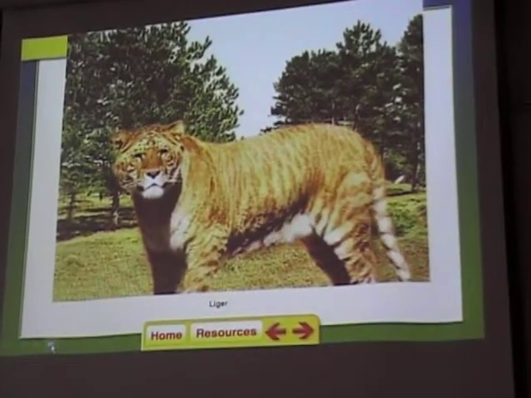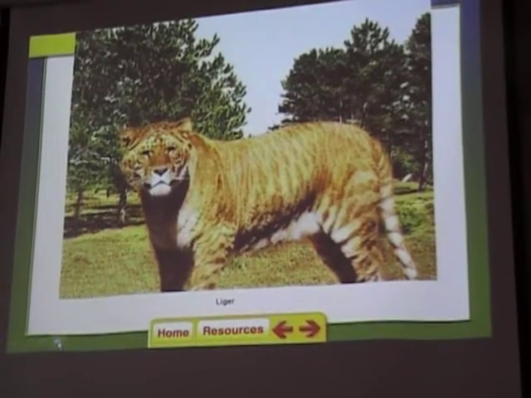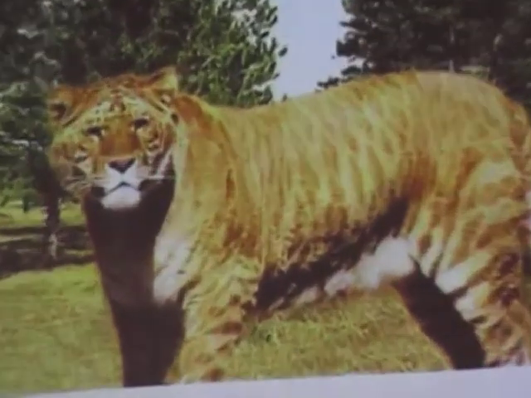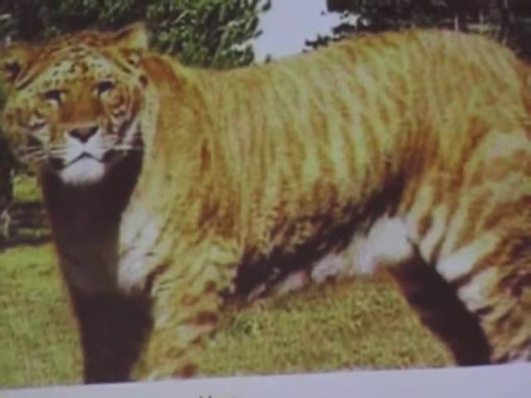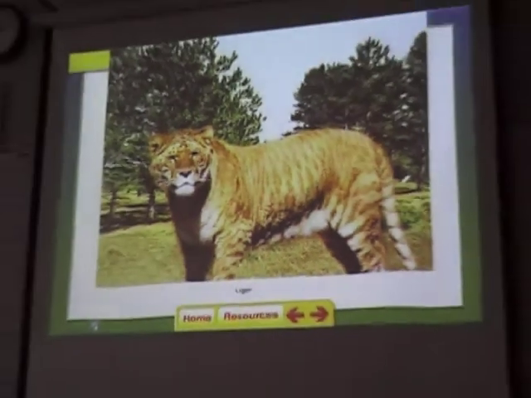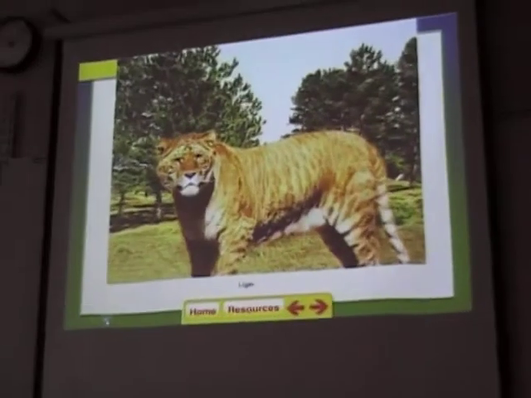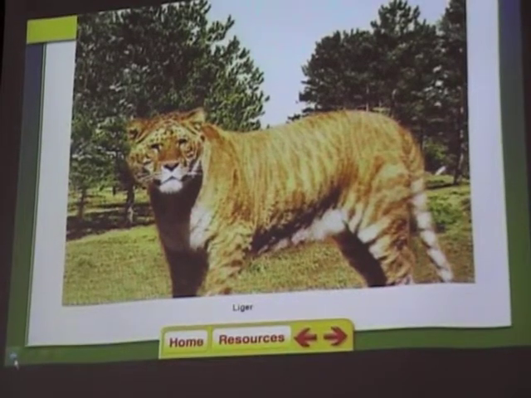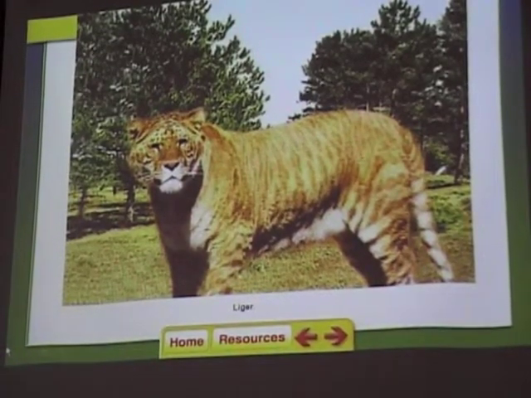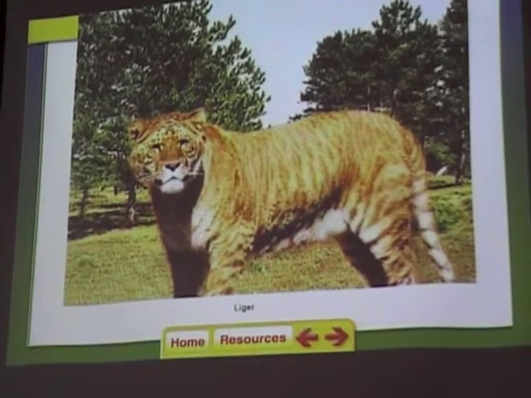How do we tell what a species is? If 2 organisms are different species, how do we know that? Well, if you look on page 437, it talks about isolating mechanisms.